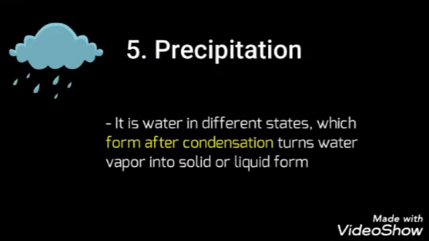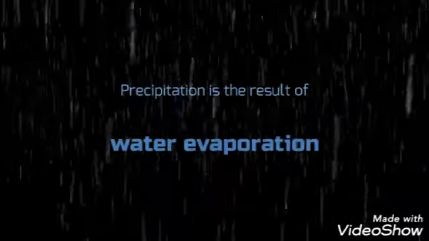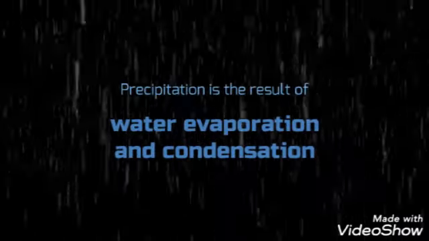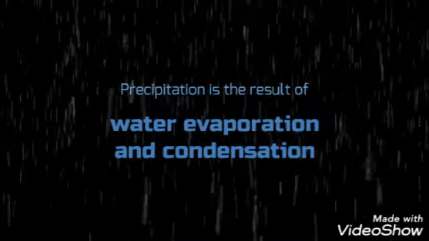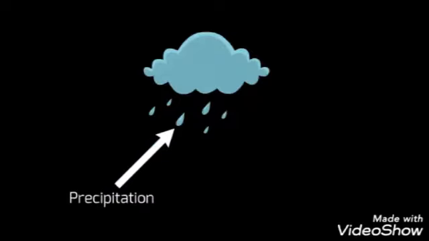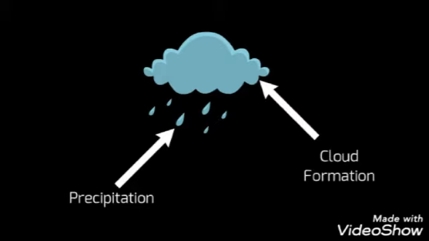Precipitation is water in different states, which forms after condensation turns water vapor into solid or liquid form, which falls to the ground once it becomes too heavy to stay in the air. It primarily is the result of evaporation and condensation. Precipitation is simply any water form that falls to the earth from cloud formations.